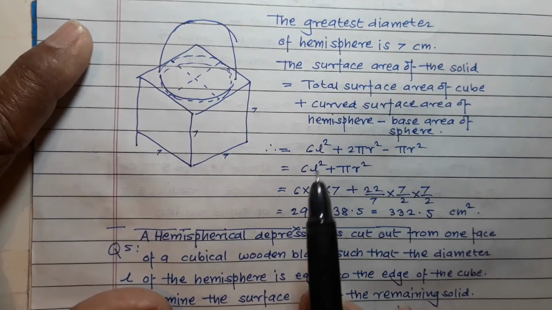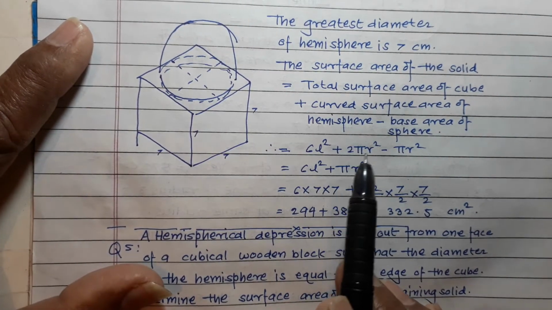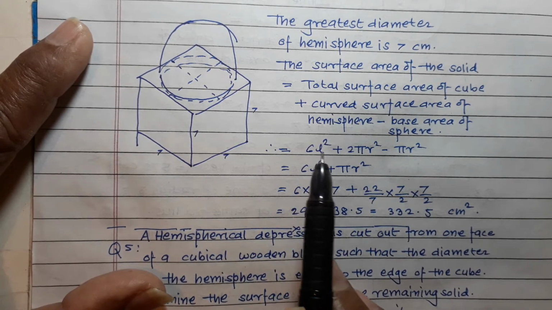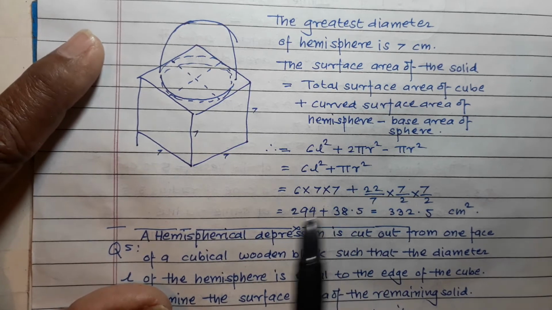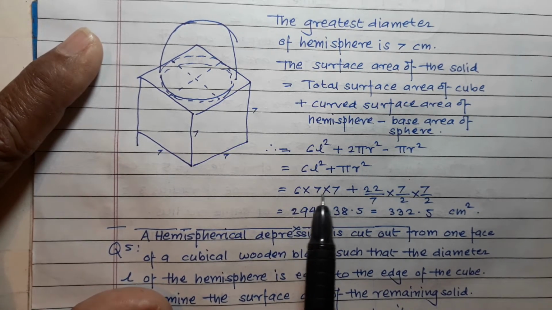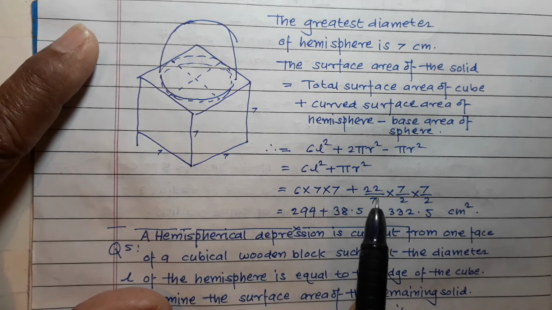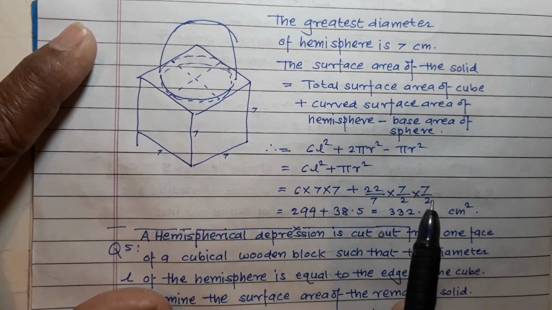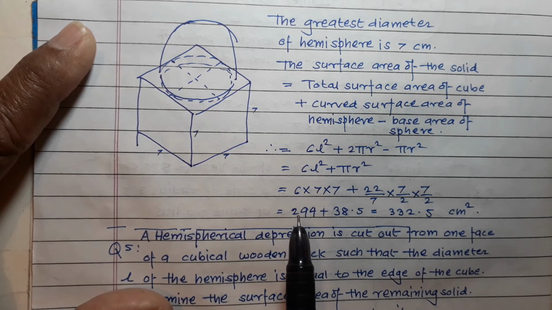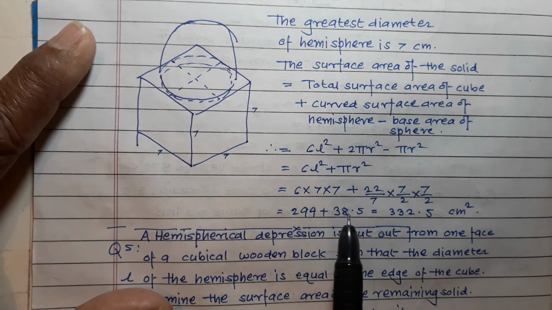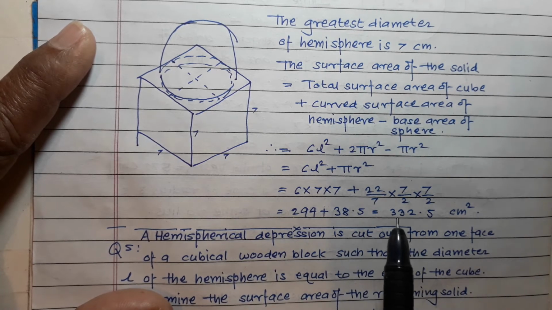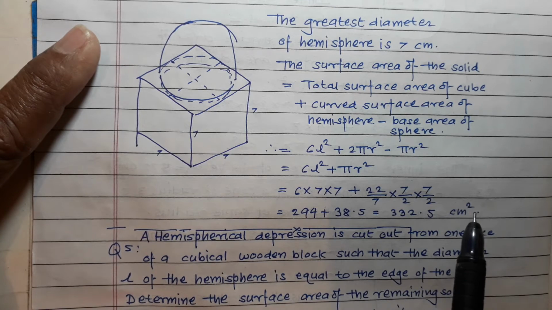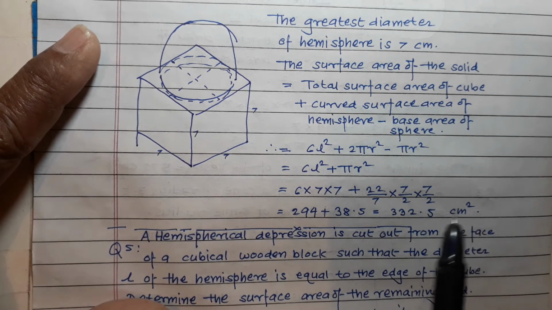Therefore 6 l square plus 2 pi r square minus pi r square is equal to 6 l square plus pi r square. So 6 into 7 into 7 plus 22 upon 7 into 7 upon 2 into 7 upon 2, is equal to 294 plus 38.5, is equal to 332.5 cm square.